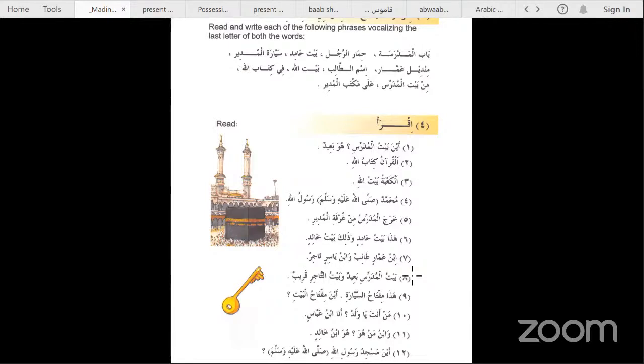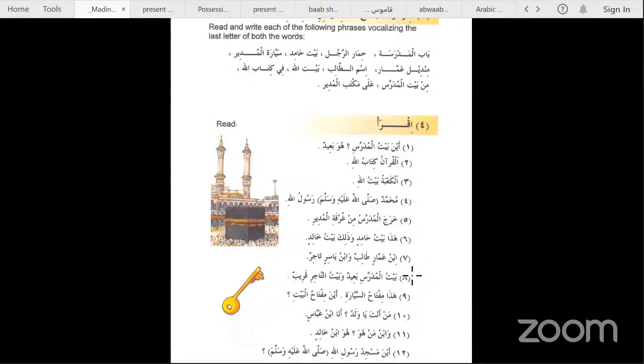Bismillah. Ibn Ammarin talibun wabno Yasirin tajirun. Ammar's son is a student and Yasir's son is a merchant. Baytul madarrisi baidun wa baytul tajiri karibun. The teacher's house is far and the merchant's house is near.